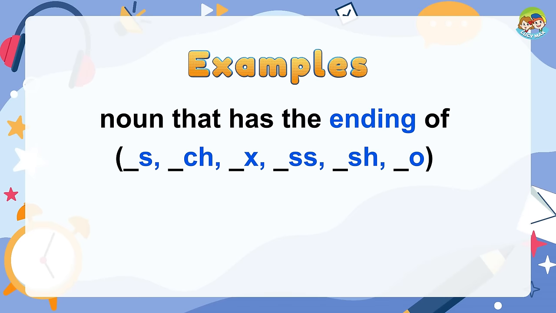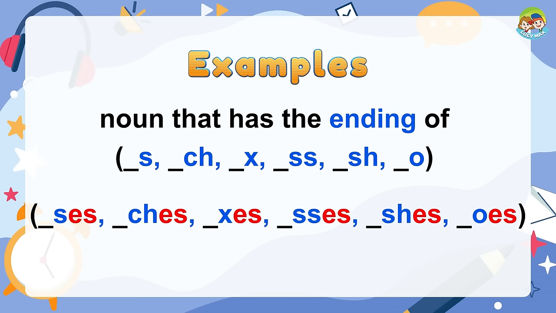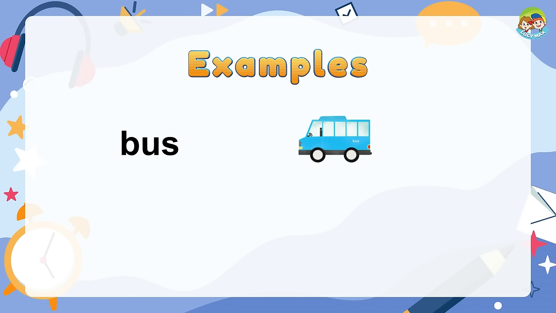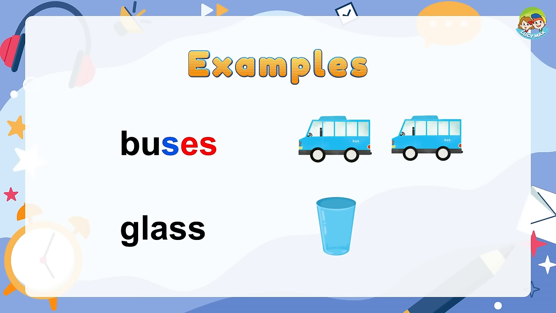Next, we have a noun that has the ending of s, ch, x, ss, sh, or o. With these endings, we put es to make it plural. First is bus. Bus ends with s. So you add es. Buses. Glass. Glass ends with ss. So you add es to make glasses.